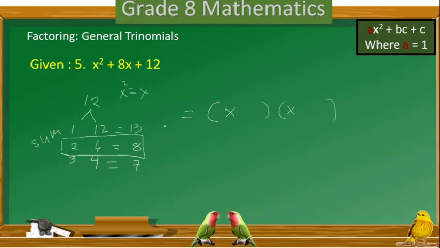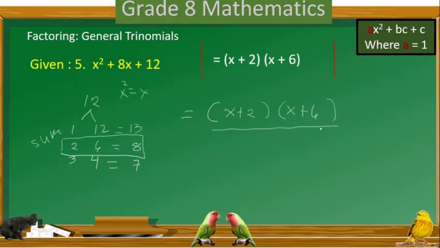Then positive 2, no? Positive 2. Positive 2. This also is positive 6. Okay, the answer is quantity x plus 2 times quantity x plus 6. That's the answer. So how to know that this is correct?